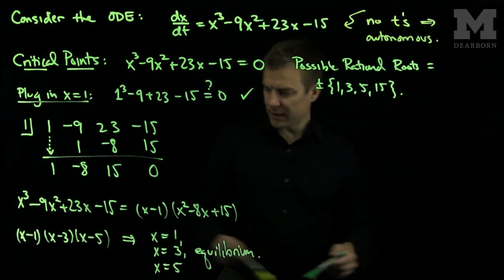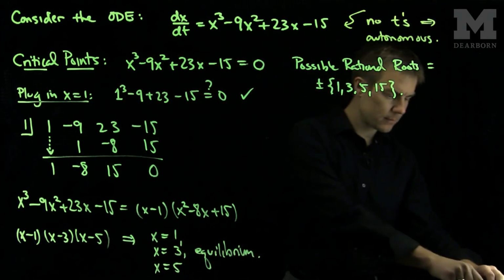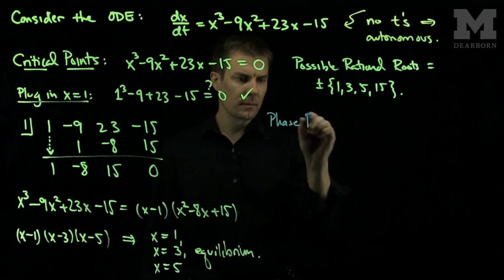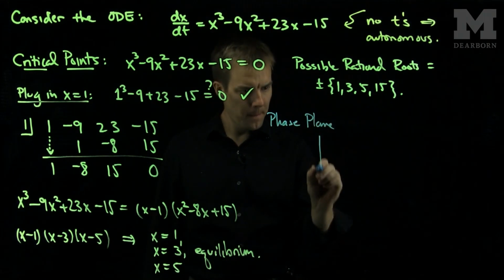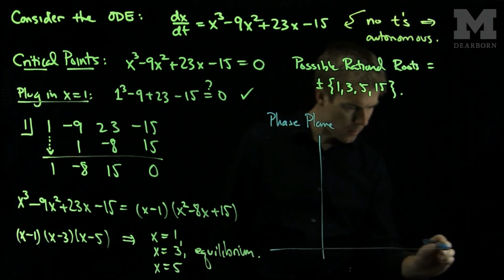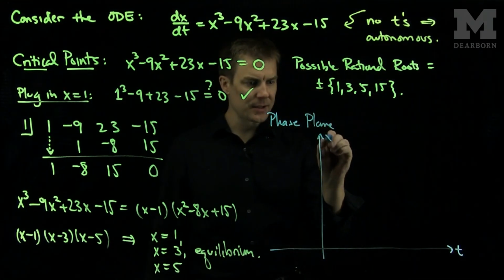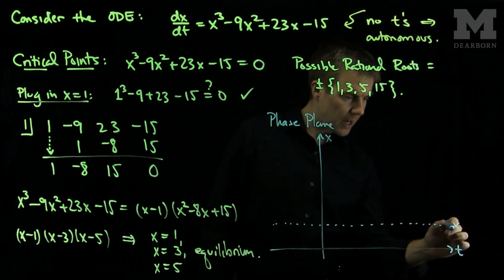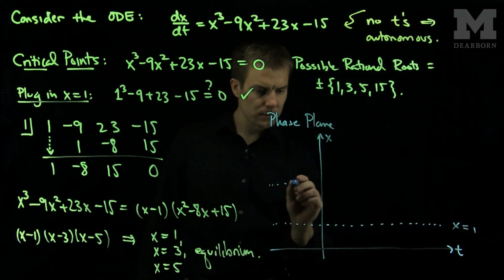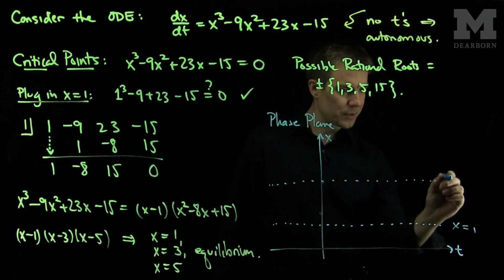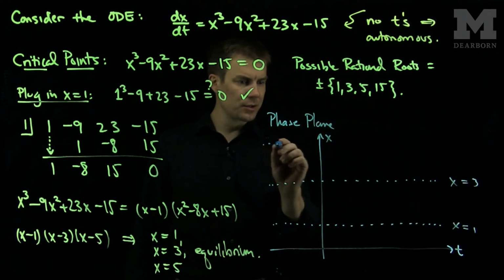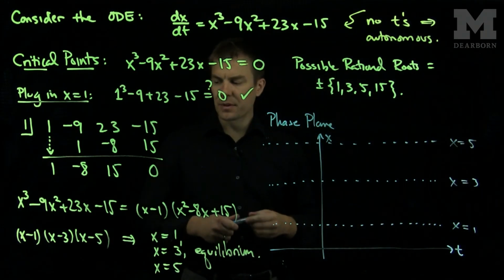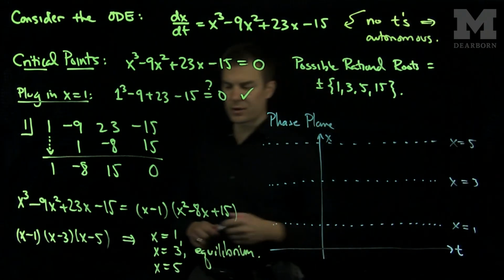Now we can plot the phase plane. Here's my t-axis, here's my x-axis, here's the solution x equals 1, here's the solution x equals 3, here's the solution x equals 5, and I need to determine the sign of the derivative in each of these cases.